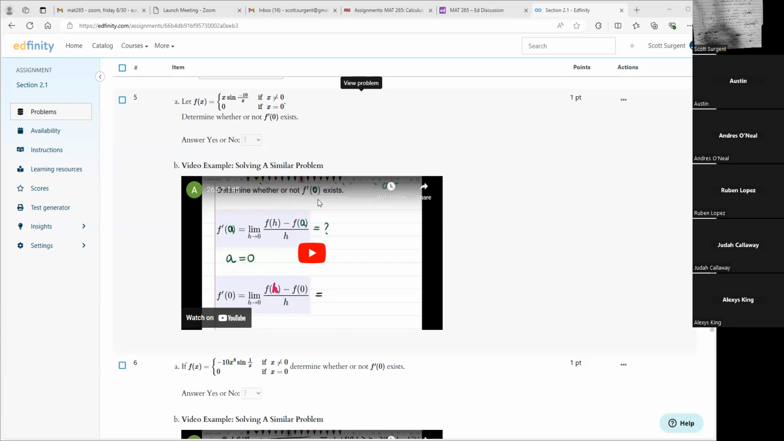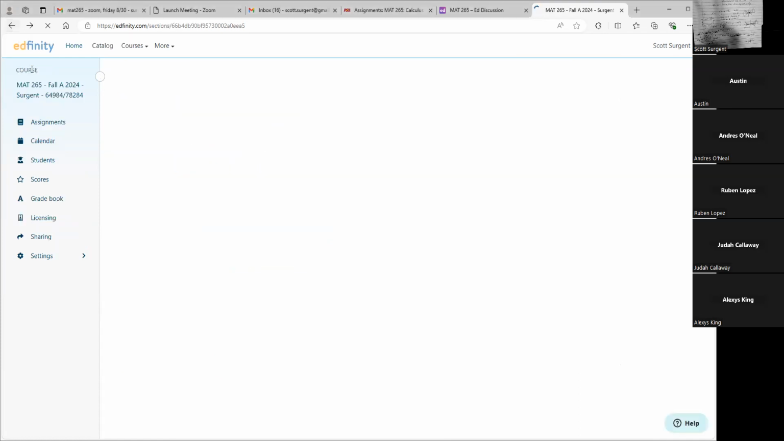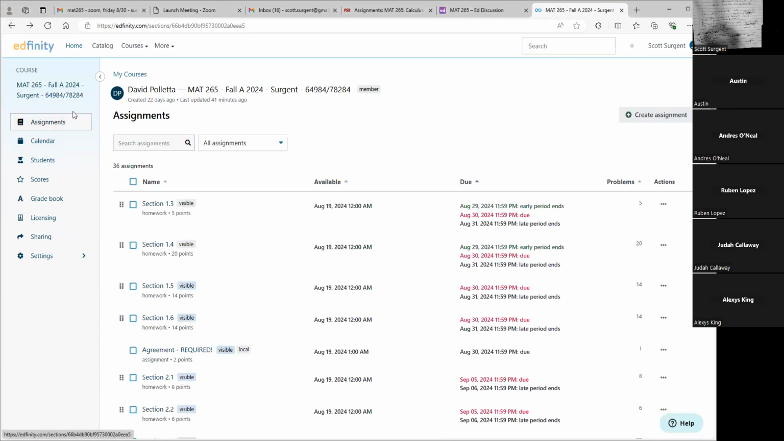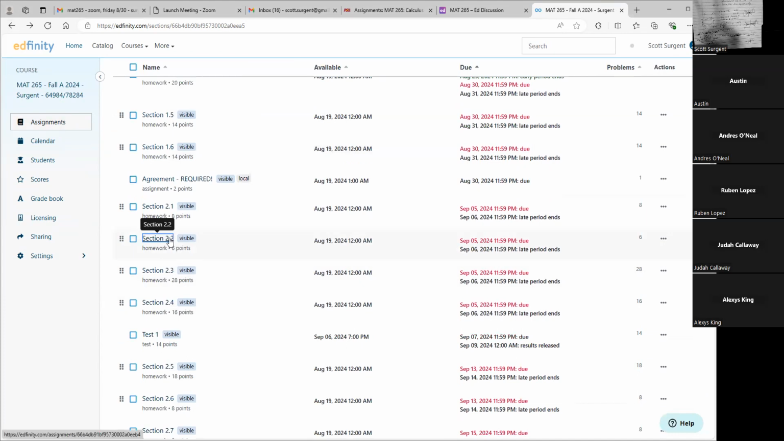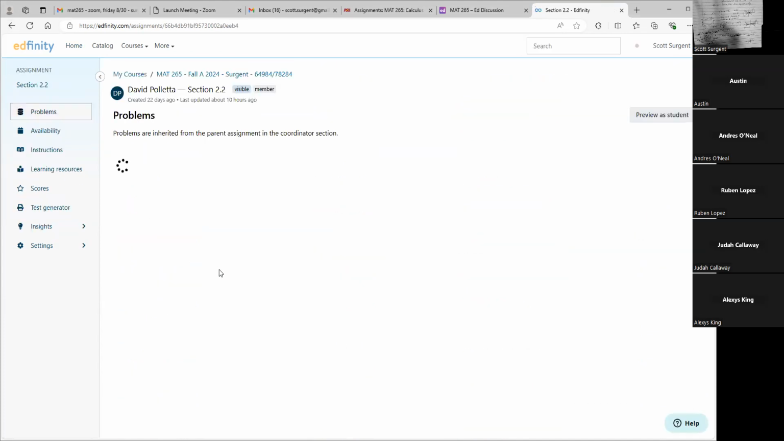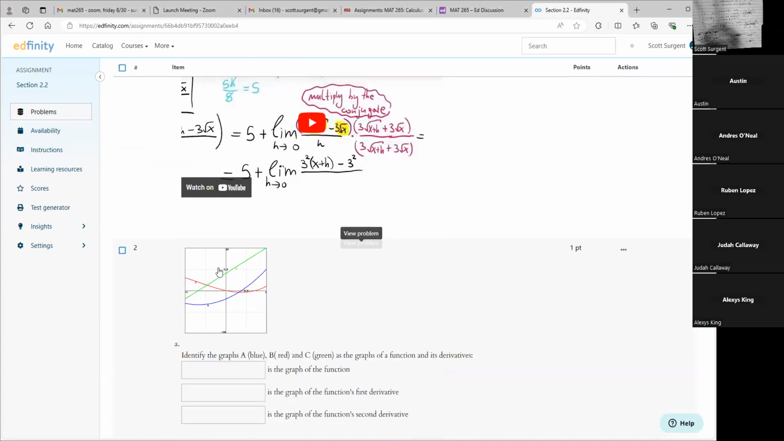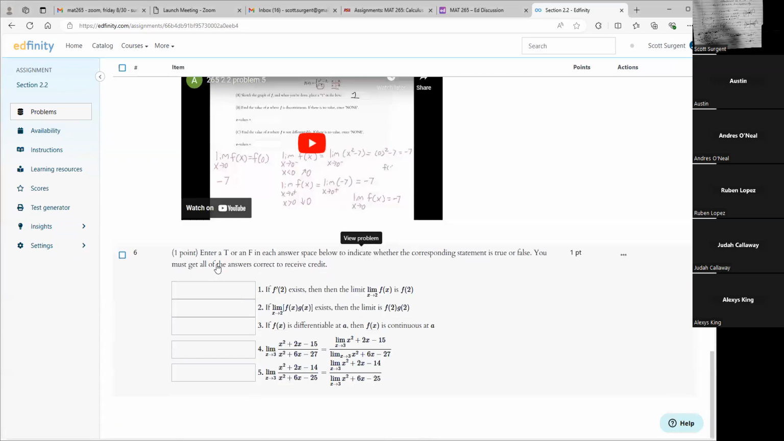Can we go back to that 2.2, number 6? There was one more that I was having a hard time understanding.